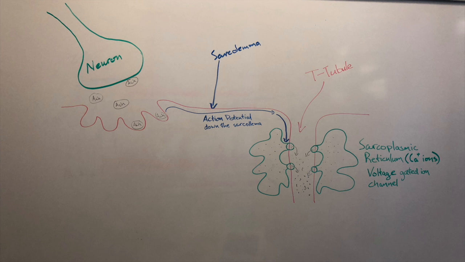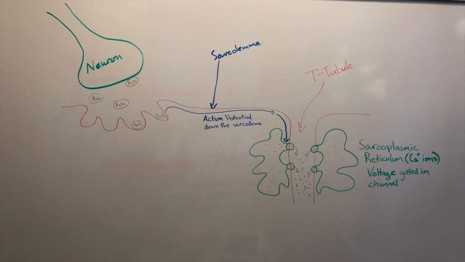To start the process, a neuron connected to the sarcolemma, called a motor neuron, releases the neurotransmitter acetylcholine into the terminal space between the neuron and the muscle cell. The acetylcholine binds to the receptors on the sarcolemma and initiates an action potential that cascades down the sarcolemma. Once it reaches the T-tubule, the action potential travels down and reaches the sarcoplasmic reticulum.